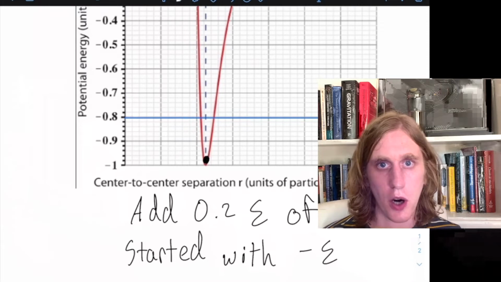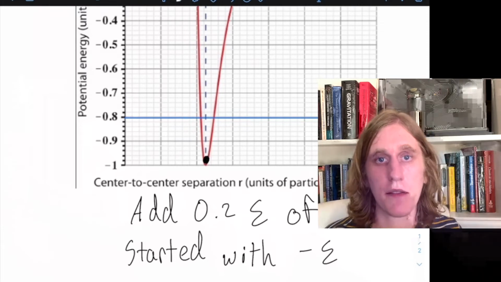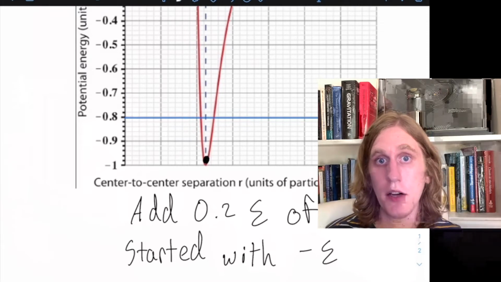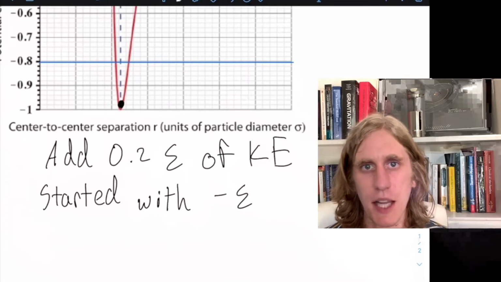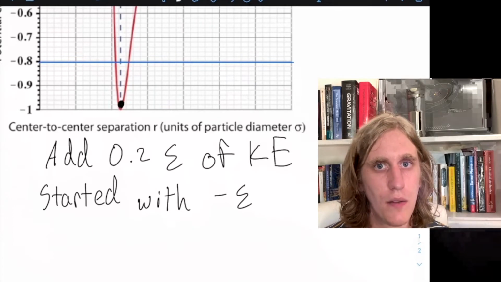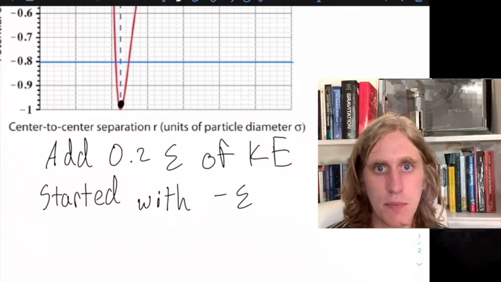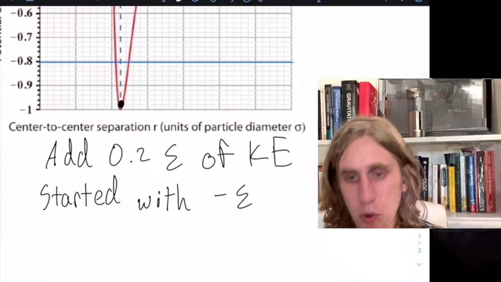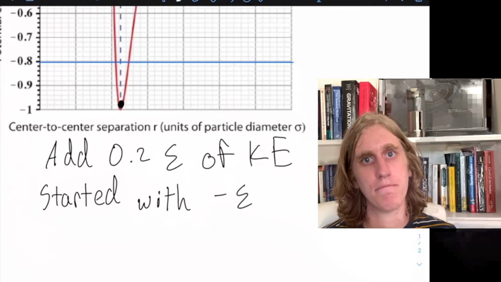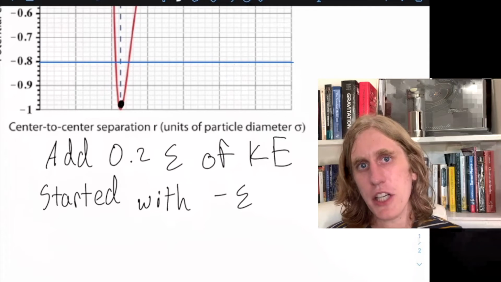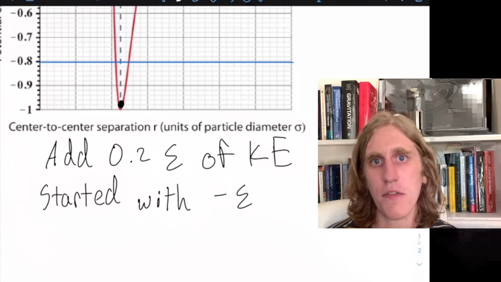Whenever particles are bonded together but are bouncing back and forth, they have thermal energy. But how much thermal energy do they have? Well, the answer might not surprise you. They have 0.2 epsilon of thermal energy. Remember that bond energy only changes when a phase changes.